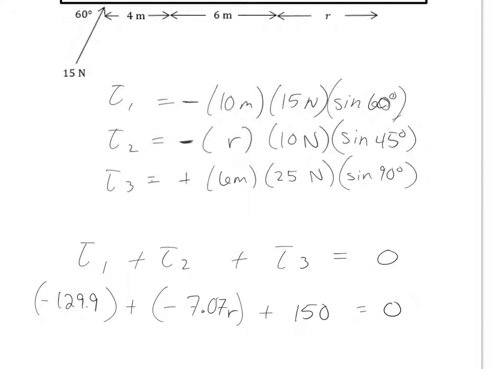So this simply becomes solve for R, right? Determine the value of R. Well, this is negative. This is positive. Combine those like terms first. Move the 7.07R since it's negative. I move that over to the other side. And then divide by 7.07.